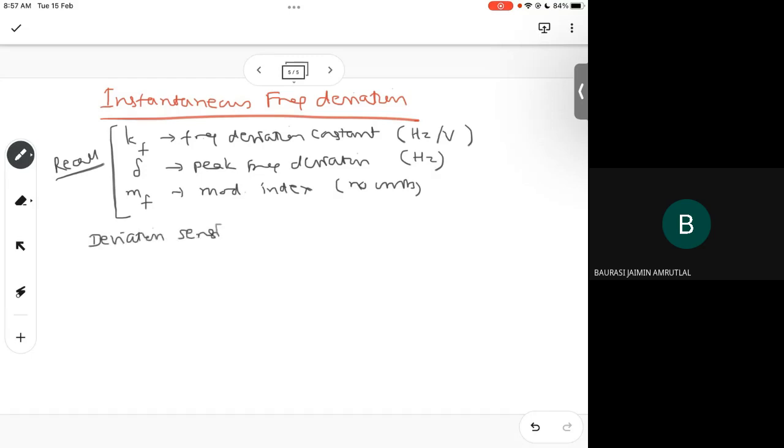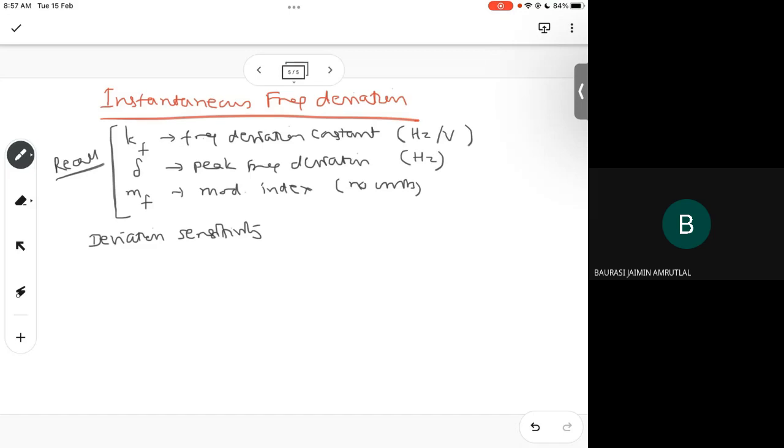Deviation sensitivity. Because we have seen how my frequency is changing. It is changing with respect to the amplitude of the message signal, and amplitude is measured in terms of volts. So how sensitive? That means with a minimum change in the voltage, how much the frequency is deviating. That is what we call the deviation sensitivity.